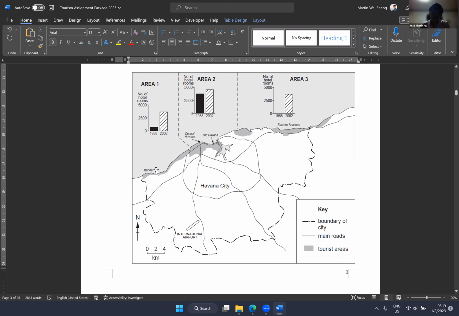Okay, then there's a marina over here, right? At the same time, the figure also gives us the area where tourists can be found. So area 1 would probably be from the marina over here all the way to this dotted line. Then we have area 2, which comprises central Havana, the city center, so as old Havana, and area 3 would be areas to the east of central Havana. So all these places.